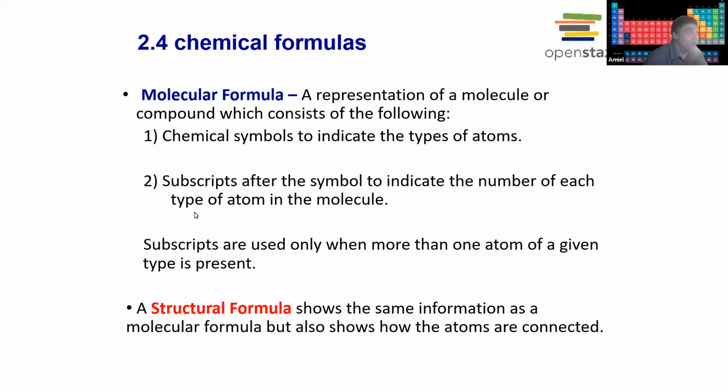Let's continue with Chapter 2, Section 2.4, Chemical Formulas. There are lots of different ways to represent compounds, atoms, elements, and molecules. One is the molecular formula. You already know this. H2O is a molecular formula. It is the formula for the compound. 2 hydrogens, 1 oxygen.